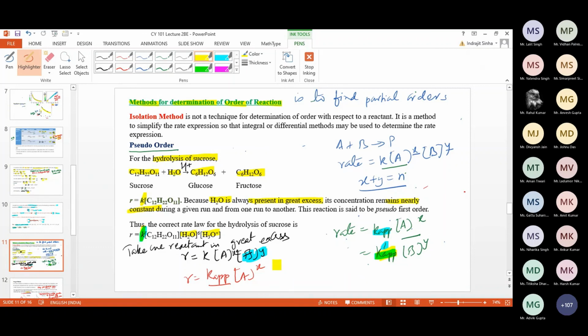Yes, someone has a question? Sir, in the example given by you, A plus B gives rise to P. Can we say that k is equal to k apparent into k apparent prime? Can you say it again? I did not hear you properly. Sir, in the overall rate expression, rate is equal to k into A power x into B power y. In that expression, can we write k like that?